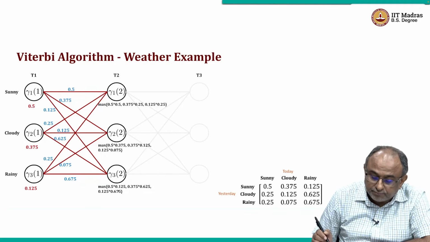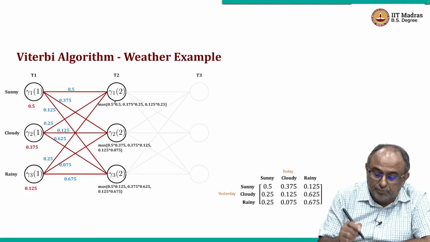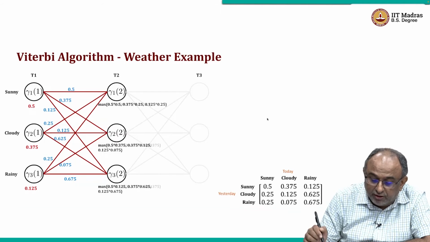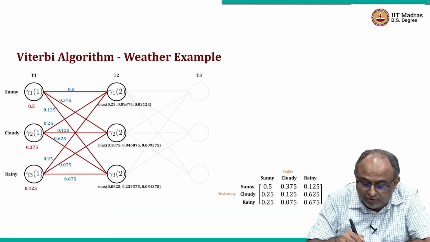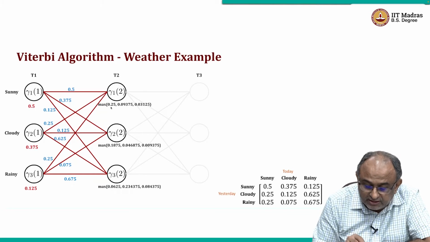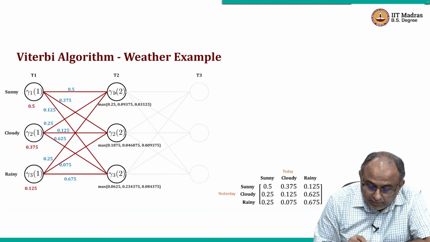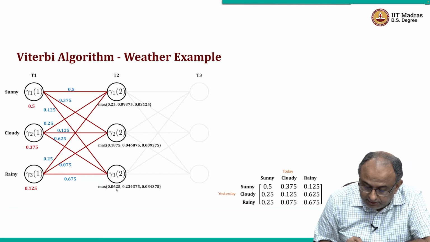Now this max that I am doing, I will take only the maximum probability. So you will get one number here, the max of the multiplication of these. So if I multiply, this is a max of 0.25, 0.095, 0.03. So here the max is 0.25. That is the maximum probability that you will get here. The maximum probability here is 0.1875 and the maximum probability here is 0.2345.